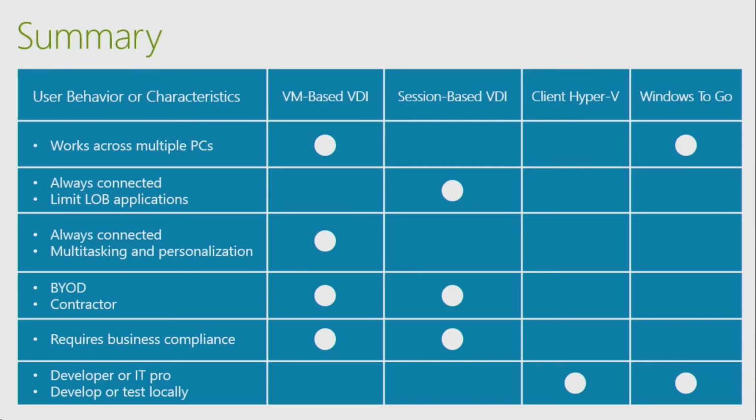Going back to our summary, if we want it to work across multiple PCs, VM-based VDI and Windows to Go, awesome. Always connected with a limited line of business applications, as you said, a session-based VDI. If we want always connected, we want to multitask, we want to personalize, then we want that VM-based VDI. Or for bring your own device or contractors, Windows to Go, VM-based VDI and session-based are all going to be great. There really should be a little dot there at the end for Windows to Go. Requires business compliance, we should look at VDI with that, or session-based VDI. And if it's a developer or IT pro who wants to develop and test locally, client hypervisor and Windows to Go become really great.